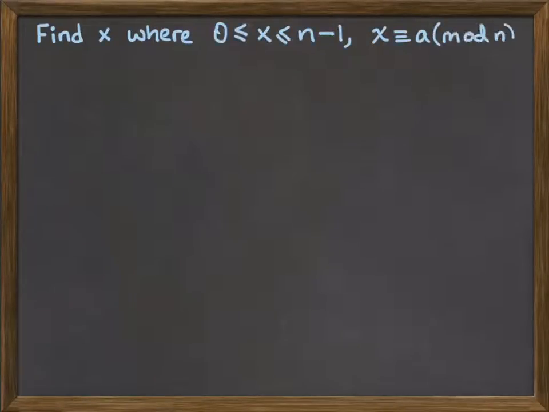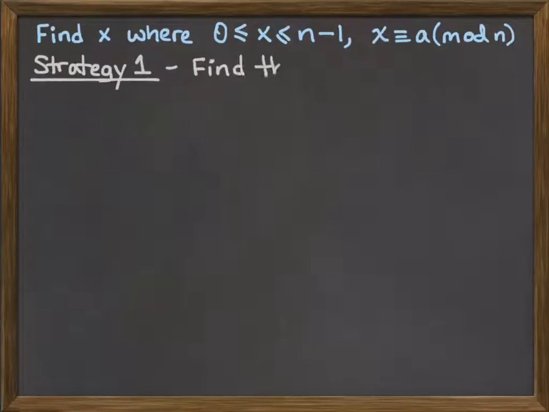So that gets to the last thing that I want to do today, which is to talk about how to solve things of this form. Suppose I have x is congruent to a mod n, but I want a value of x that's between 0 and n minus 1. And so I'm just going to do several examples showing some different strategies for how to do this. The first strategy is to find the remainder.